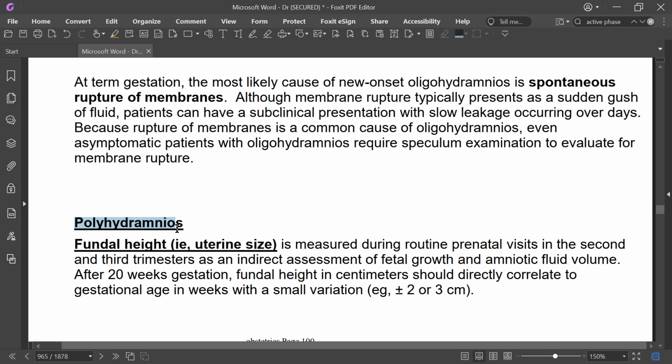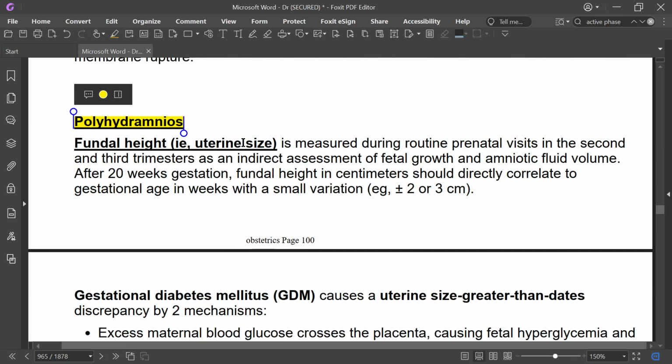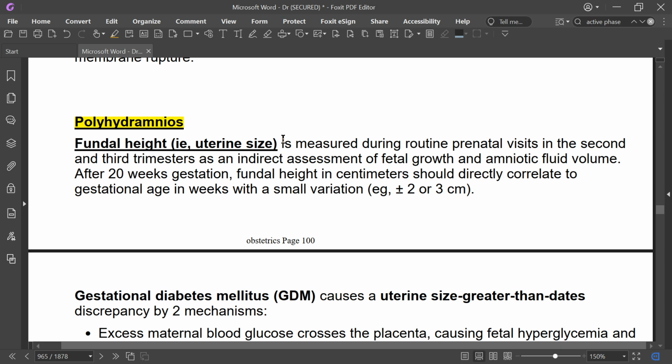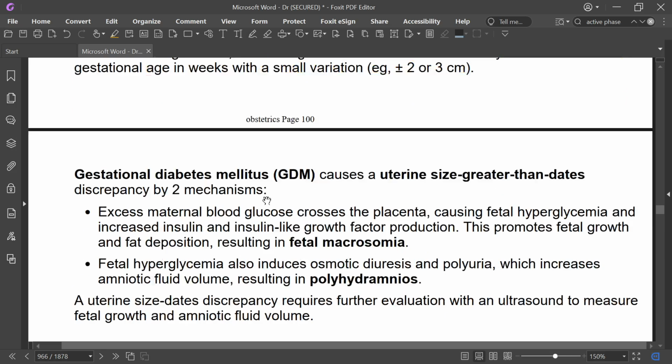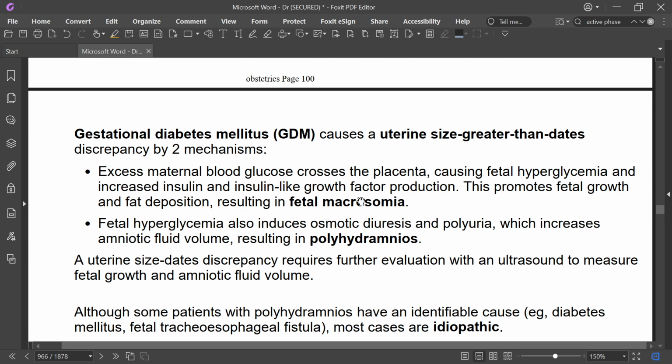Now, polyhydramnios. Fundal height, that is, uterine size, is measured during routine prenatal visits in the second and third trimester as an indirect assessment of fetal growth and amniotic fluid volume. After 20 weeks of gestation, fundal height in centimeters should directly correlate with the gestational age in weeks, with a small variation. Gestational diabetes mellitus causes uterine size greater than dates.